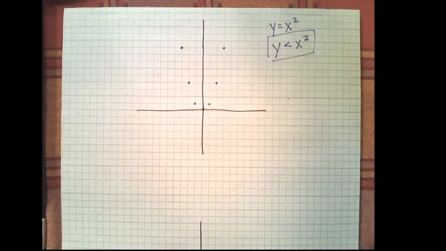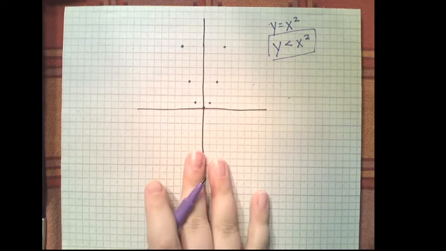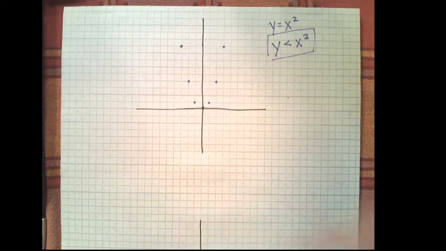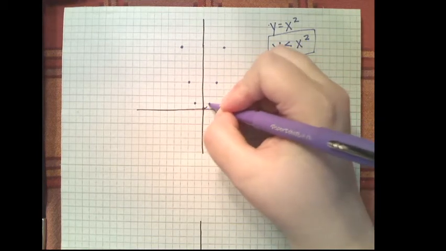Okay, and we need to pause here just like we do with our linear equations. We need to decide, is this a solid line or a dotted line, dashed line? There's no equal to sign, so that means it's going to be a dashed line.